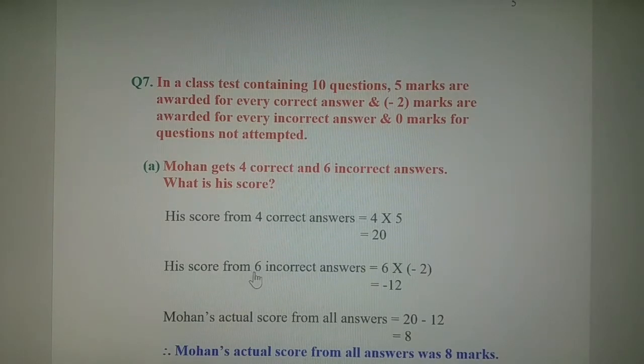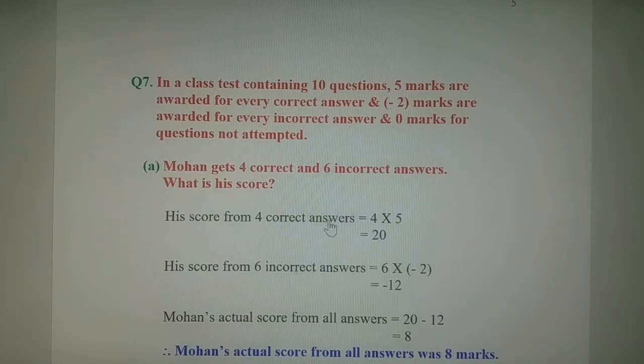Now Mohan got 6 questions incorrect. So his score from 6 questions answered incorrectly will be 6 multiplied by minus 2. Now, minus 2 marks are awarded for incorrect answers. For every incorrect answer, minus 2 marks are given. Or we can say 2 marks are deducted. That means 6 questions answered incorrectly multiplied by minus 2. So his marks will be minus 12 for incorrect answers. Or we can say 12 marks are deducted from his total score for answering the questions incorrectly.